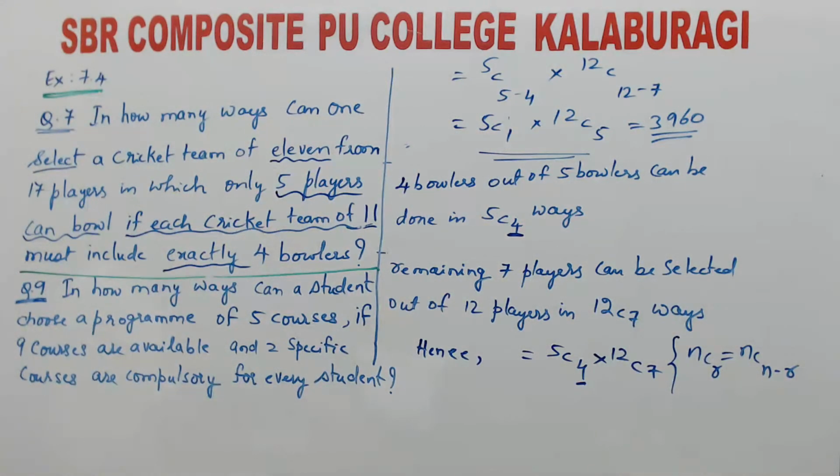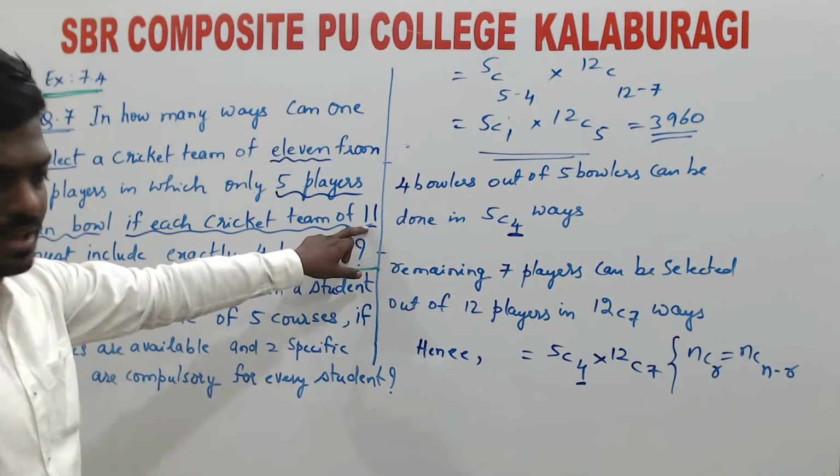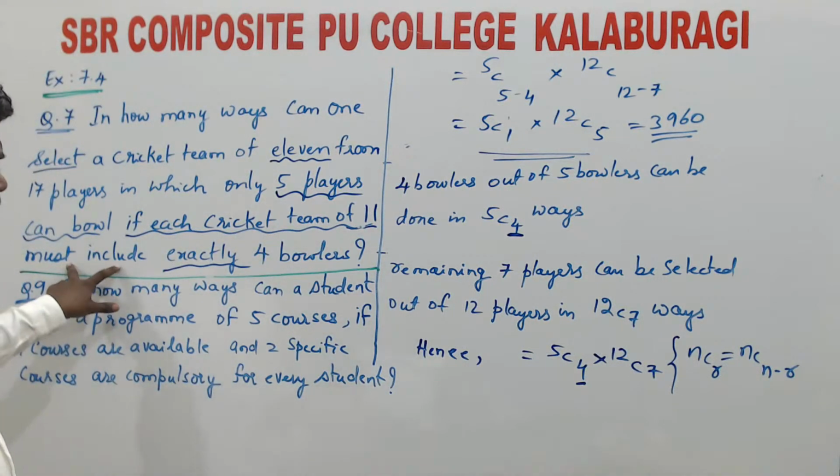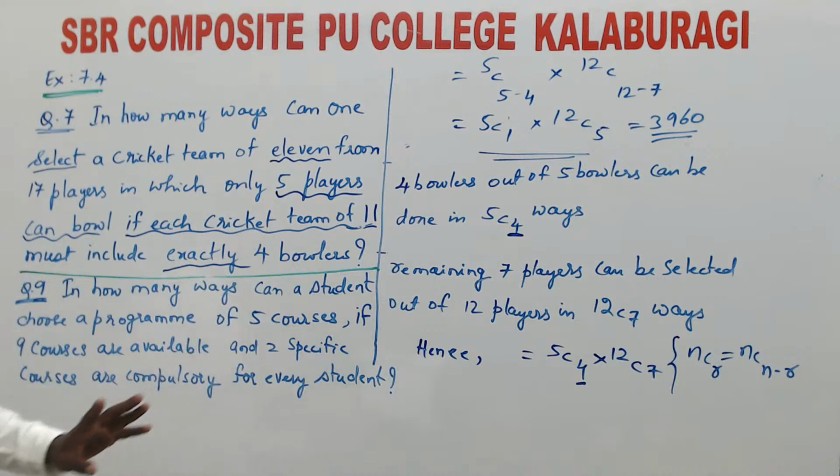Okay. So 5C1 will be 5, and for 12C5, just use the definition, students: nCr equals n factorial divided by r factorial into (n minus r) factorial. So there are 3960 ways in which you can make a cricket team of 11, which includes exactly 4 bowlers. Okay, so now we shall move to the next question, the ninth question.